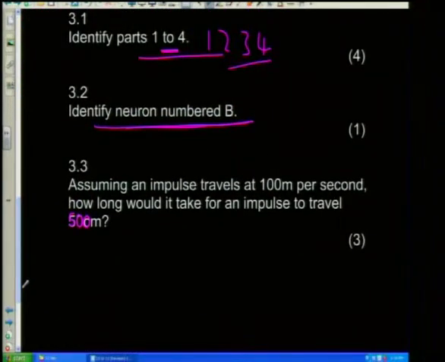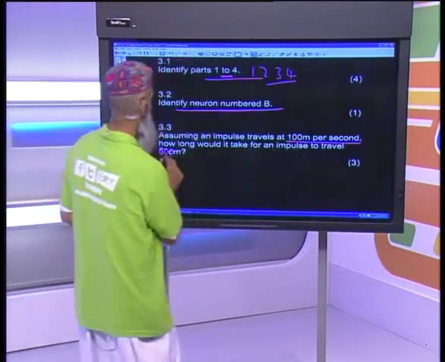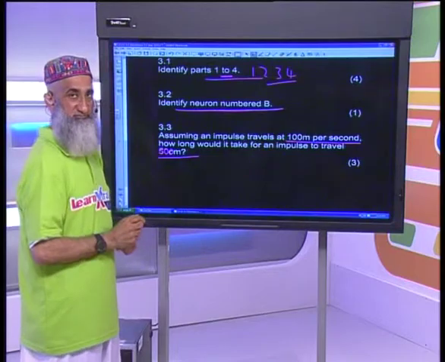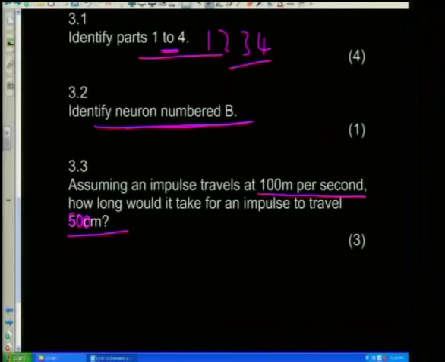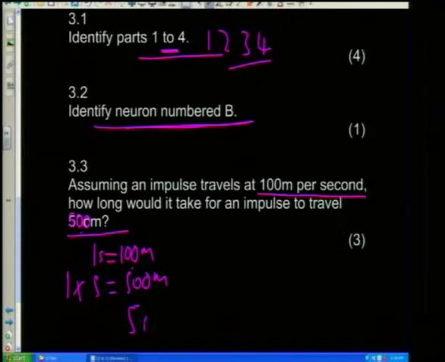This one here says, a calculation, assuming an impulse travels at 100 meters per second. How long would it take for an impulse to travel 500 meters? 100 meters per second. How long would it take to get to 500 meters? Simple multiplication. It was 100, we want to know 500. So it's 5 times more. So therefore, if it is 1 second for 100 meters, 500 meters would be 1 times 5, and that is equal to 5 seconds.